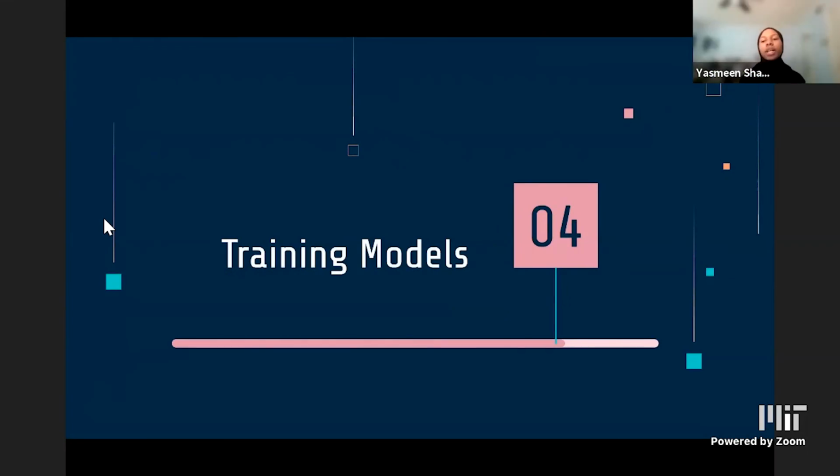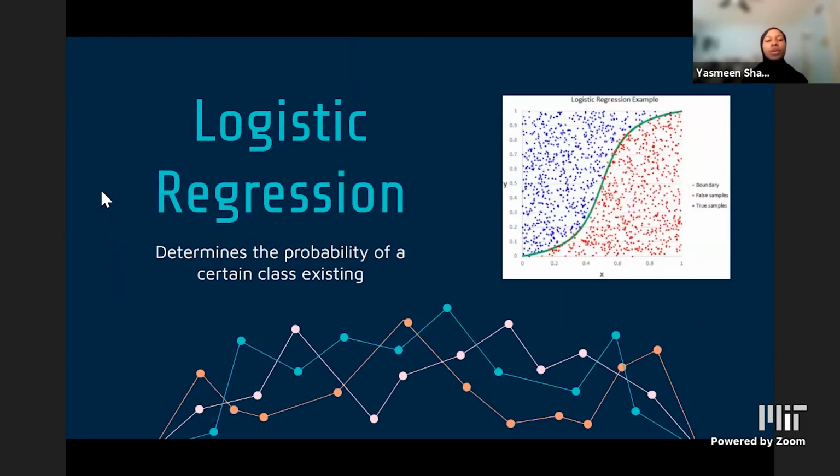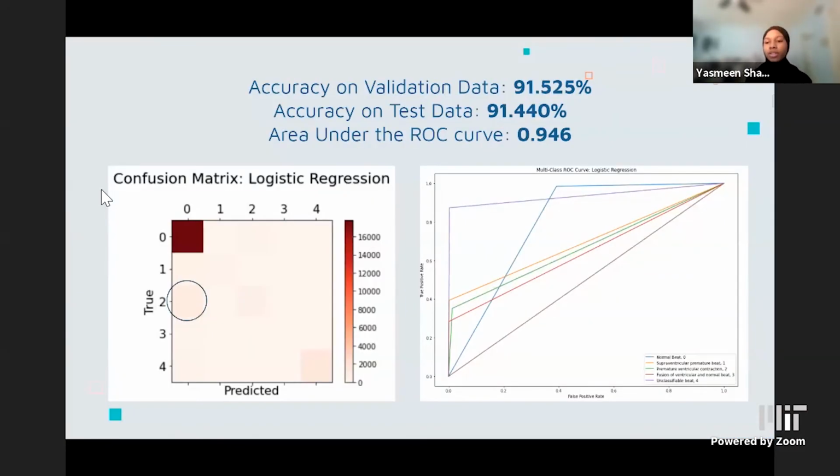Our team actually ended up trying a number of different models in our search for the best classifier. The first one was a logistic regression model, which is fairly basic and determines the probability of a certain class existing. To see if the model worked, we used a number of different metrics, such as the accuracy, which were both around 91%. It seemed promising. However, another metric called the ROC curve showed that the actual arrhythmias, the orange, green, and red lines, were not being accurately classified. The closer the line is to the top left corner, the better. The area under the ROC curve, which was about 0.95, was close to 1, which is our goal.